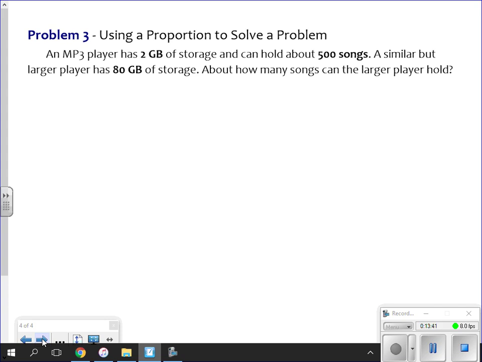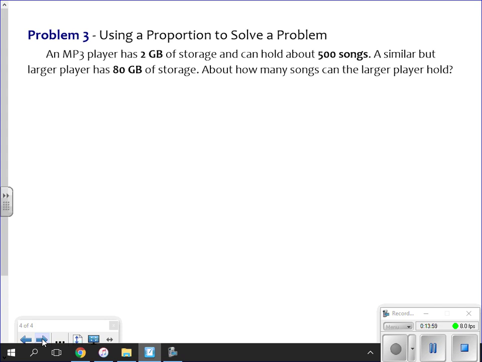Because the first thing you do is you read the problem. An MP3 player has 2 gigabytes of storage and can hold 500 songs. A similar but larger player has 80 gigabytes of storage. About how many songs can the larger player hold? So here's what we do.